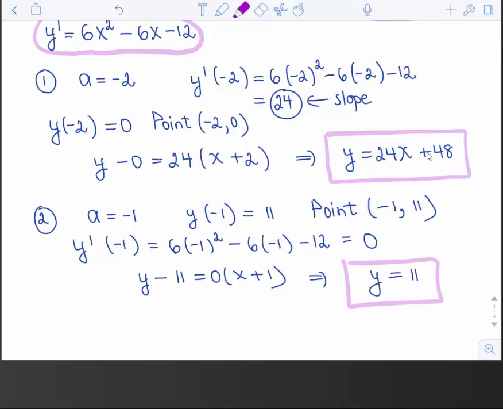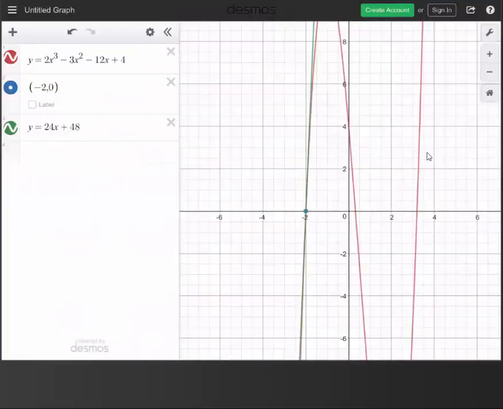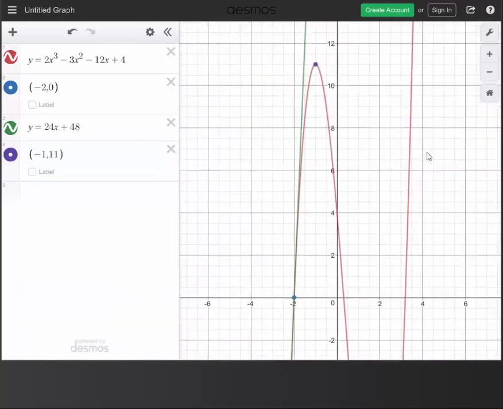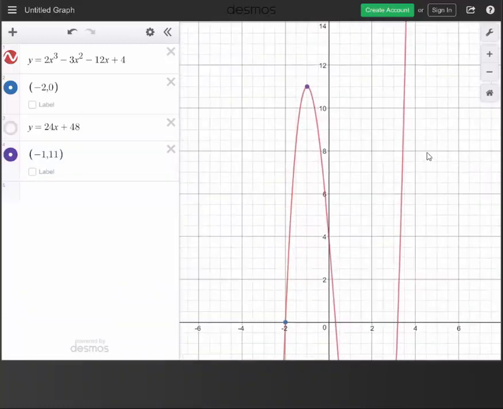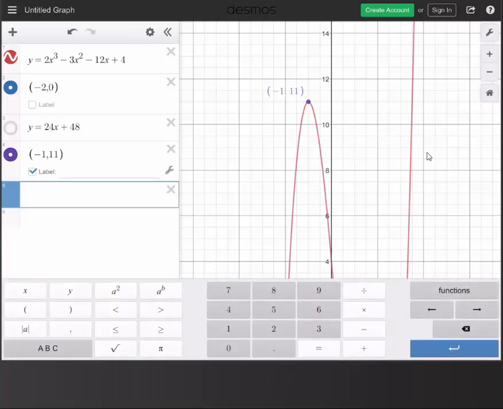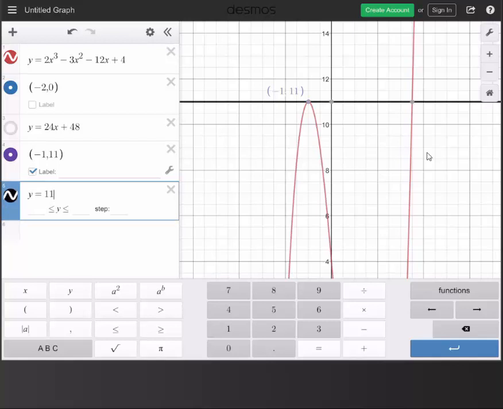Okay, let's go back to Desmos. My point was -1, 11. Let's get rid of this for now. Here's my point. Let's go ahead and label it. So yes, it looks like the tangent line at this point will be the horizontal line y is equal to 11, and that's what we found. So again, always try to use a graphing utility of some sort to check that you've done correct computations.